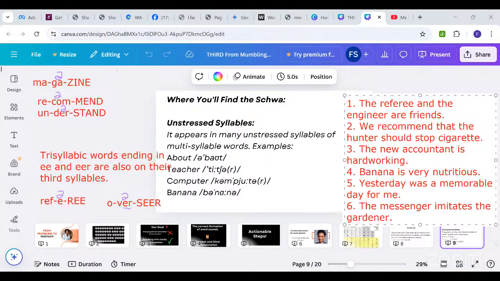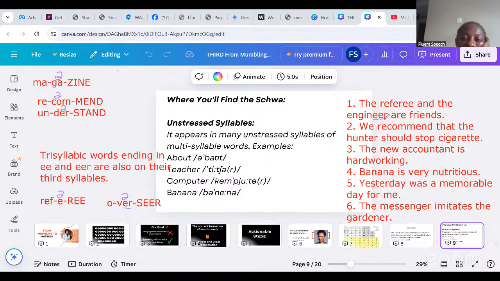The referee and the engineer are friends. Remember, engineer ends in EER, so you're stressing the EER. Engineer. The referee and the engineer are friends. Okay, good. Madam Madesola, please take the second sentence.